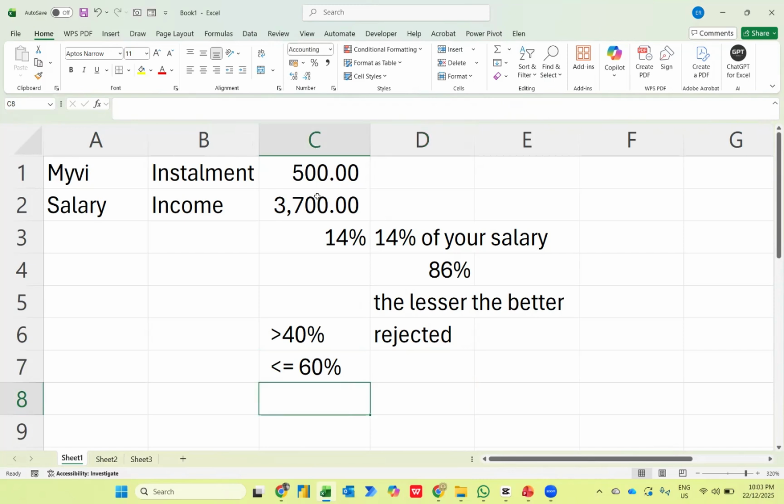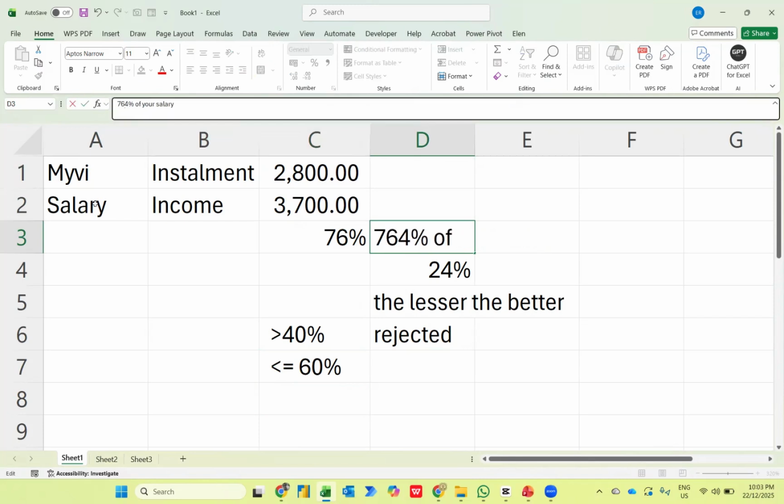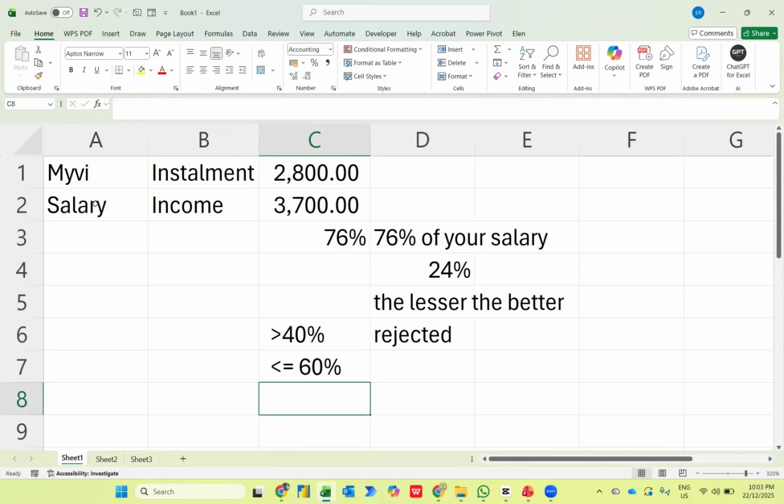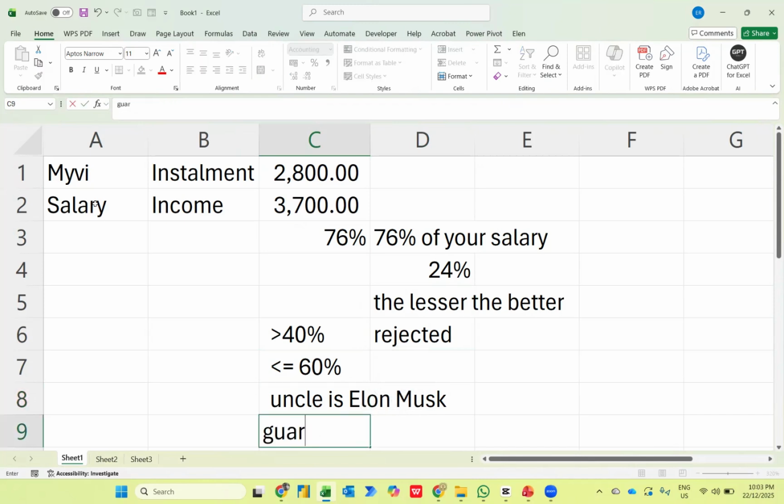If this particular individual's salary is 3,700, but he decides to buy a BMW with an installment of about 2,800, meaning about 76% of his salary goes to cover the installment. However, what if this individual's uncle is Elon Musk, or his uncle is Bill Gates? If your uncle is Bill Gates or Elon Musk, then this person can be a guarantor. A guarantor means, if this person fails to pay, there is a default in making the payment of the principal and interest, then the uncle can act as the person in charge, to represent the person to make the payment.